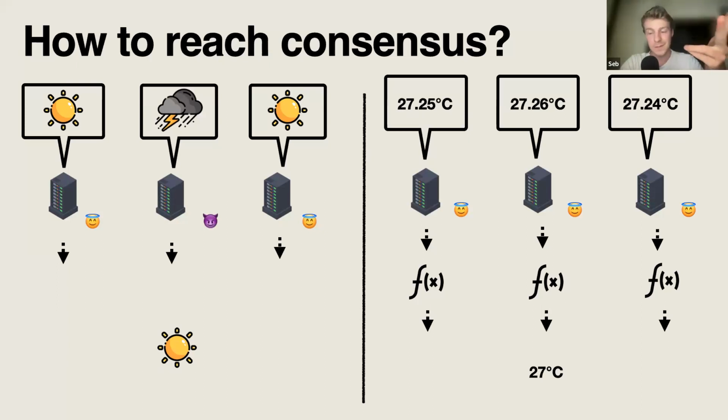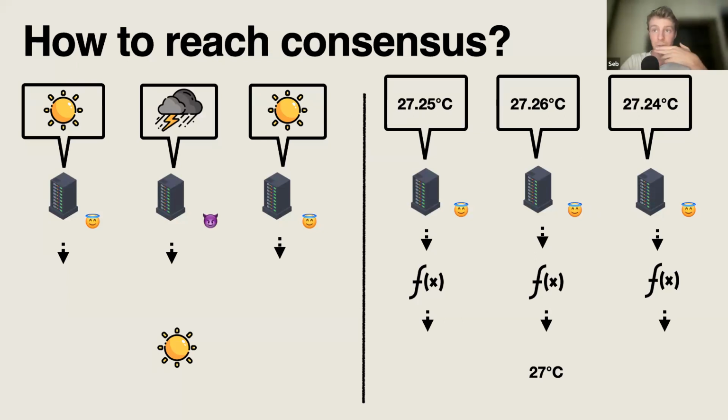So let's say you're asking for the temperature, and you receive 27.25, 27.26, and 27.24. As we can clearly see, it's the same result overall, but for the nodes, it's not going to be exactly the same. And so that's why there is a function that you can add to your request. It's called the transform function.